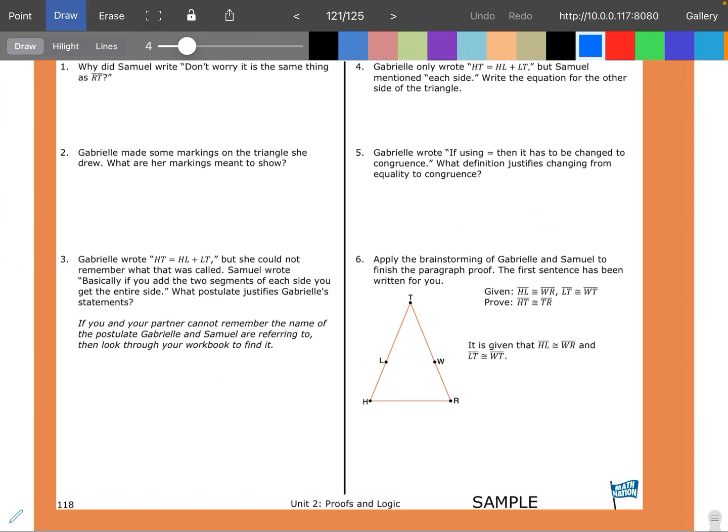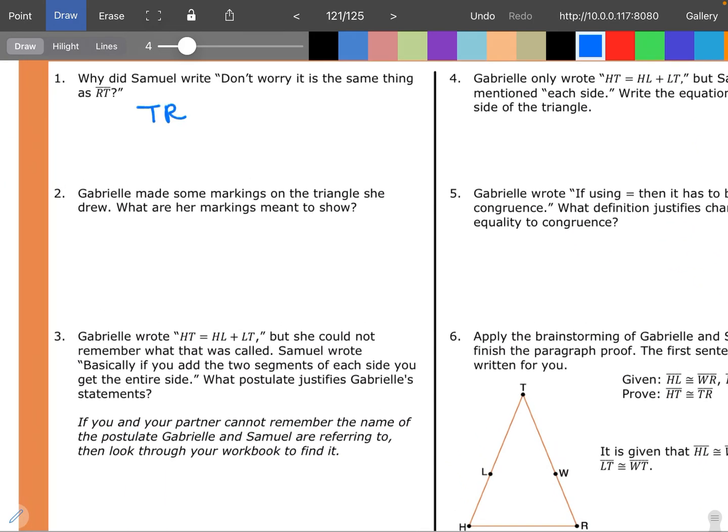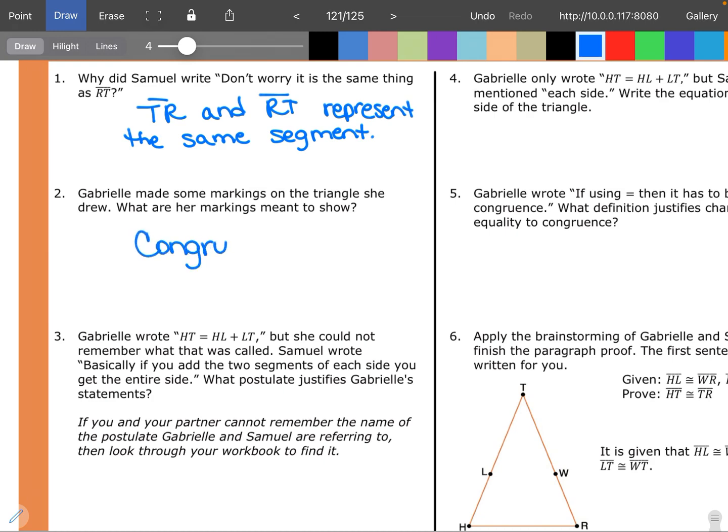Why did Samuel write, don't worry, it's the same thing as RT when he had TR written down? So we know that when it comes to naming a segment, segment TR and segment RT represent the same segment. So the order of those points does not matter. Gabby made some markings on the triangle she drew. What are her markings meant to show? Well, we talked about that as we went through it. They are meant to show congruence.